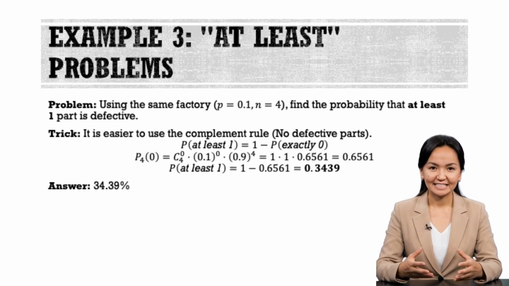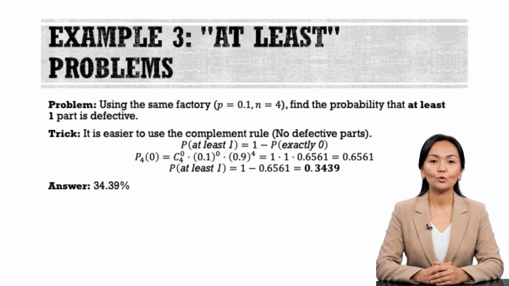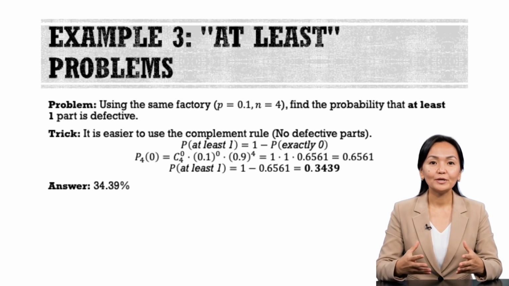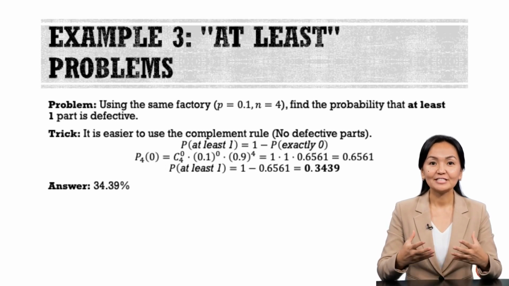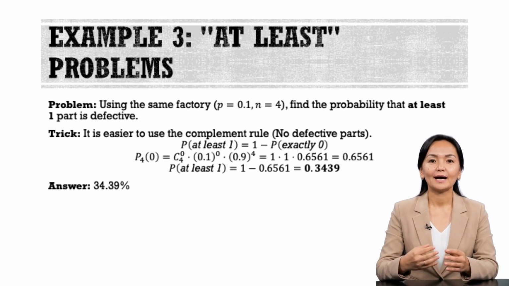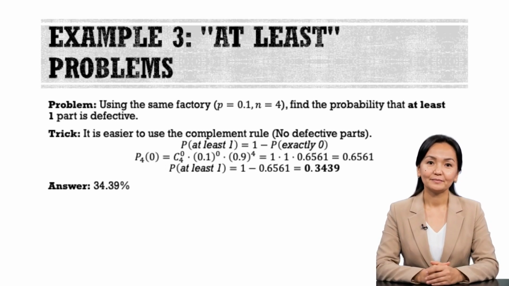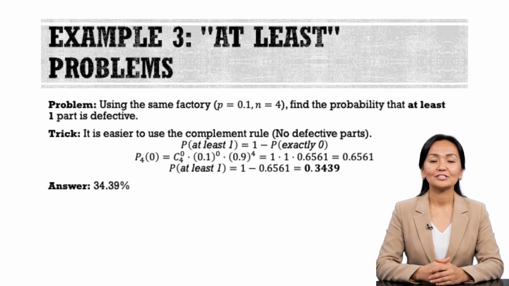For 0 defectives, k equals 0, p sub 4 of 0 equals c sub 4 to the power of 0 times 0.1 to the 0 times 0.9 to the 4th. C sub 4 to the power of 0 is 1, 0.1 to the 0 is 1, and 0.9 to the 4th is 0.6561. So the probability of no defectives is 65.61%. Therefore, the probability of at least one defective is 1 minus 0.6561, which equals 0.3439 or 34.39%. This technique, using the complement, is extremely useful whenever you see phrases like at least or at most.